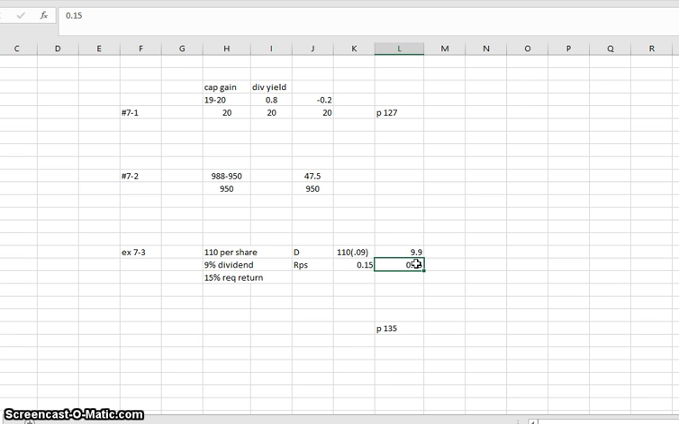Again, there's a difference between what the interest rate being paid is and the yield. The yield is how much you actually make. So if you pay less than $110 per share and you earn $9.90 annually, you're going to be earning higher than a 9% yield. So what we're going to do here is take 9.9 and divide it by 15. And that's going to tell you how much the stock should be worth, what you can pay to earn 15% annually. That is how you do problems 7.1, 7.2, and 7.3.